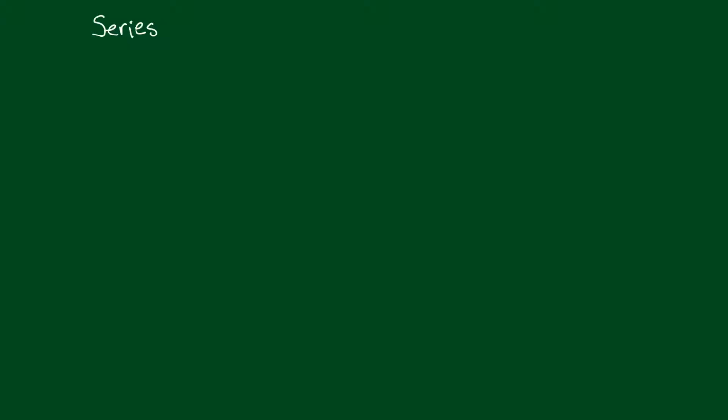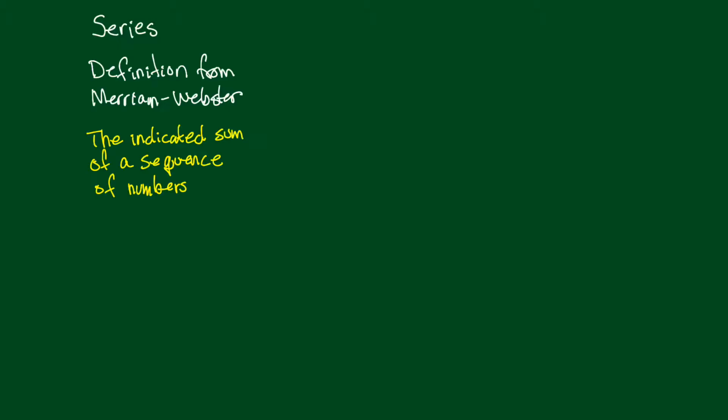In this section 8.2, we want to take a look at what we call a series. But before we just jump into doing some problems, I want to look at a definition, and then we'll look at some notation. Here's a definition I got from the Webster's Dictionary. A series is the indicated sum of a sequence of numbers.